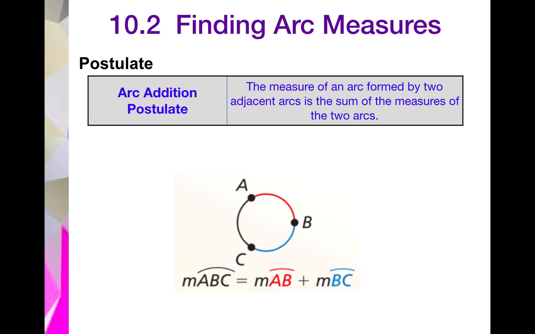Now let's talk about a postulate, the arc addition postulate. It says that the measure of an arc formed by adjacent arcs, so AB and BC are adjacent at the point B, that the sum of the parts is equal to the whole. This is just like the angle addition postulate or the segment addition postulate.